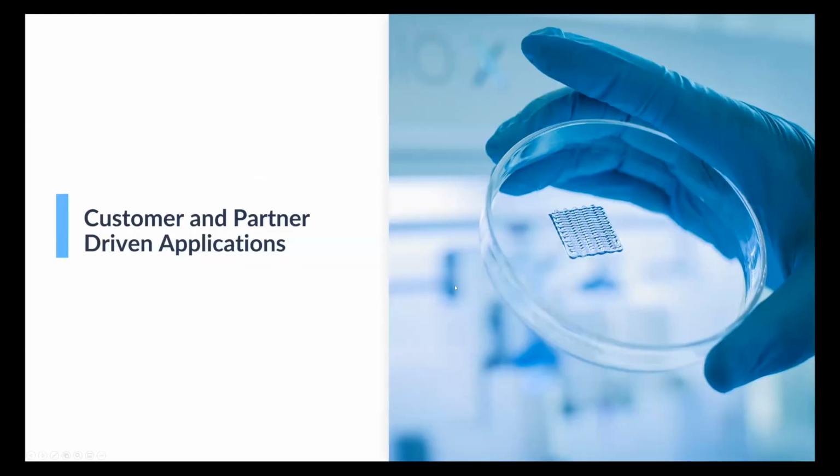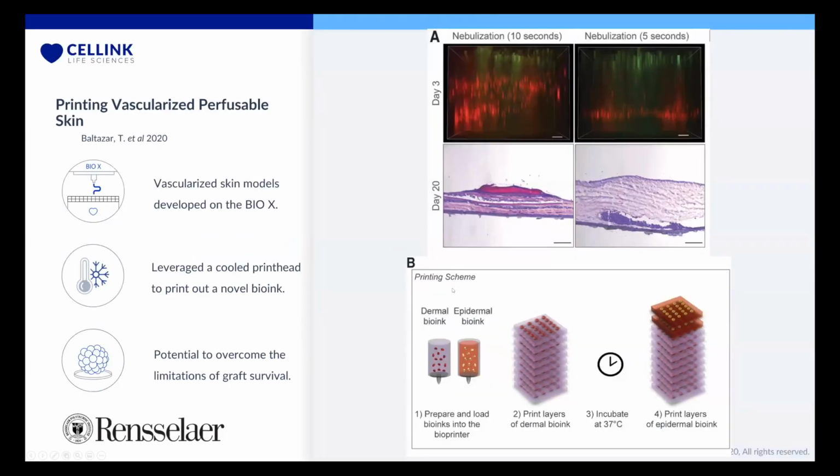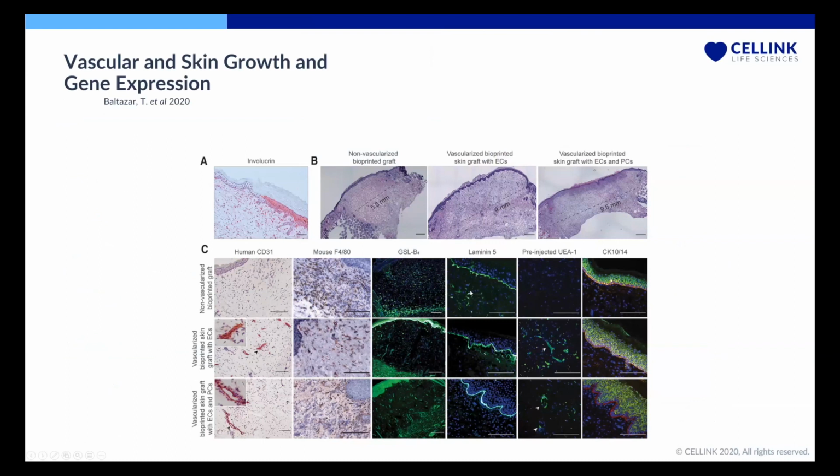Now, turning our attention towards customer and other partner-driven applications, we have a Rensselaer project that seeks to create artificial skin grafts using a collagen-based ink. And although they were aiming for in vivo applications, conceivably grafts made using this technique or similar techniques can also be used in in vitro toxicology studies. In fact, the FDA is using a BioX to examine this very thing. And so based on the results of their efforts, you can see the development of the dermis and epidermis.